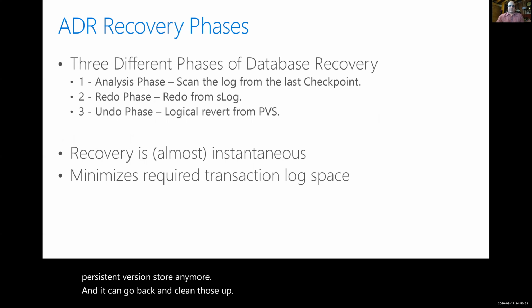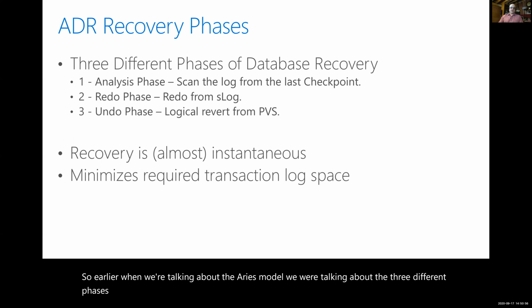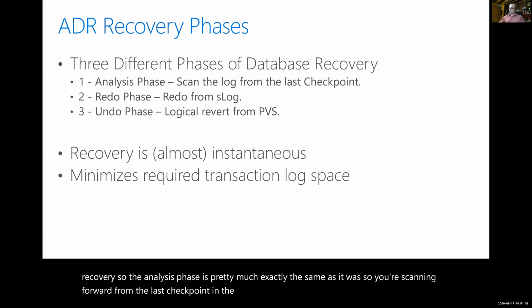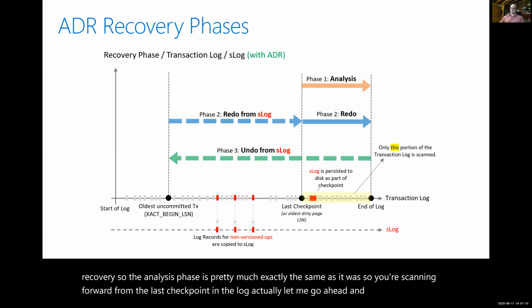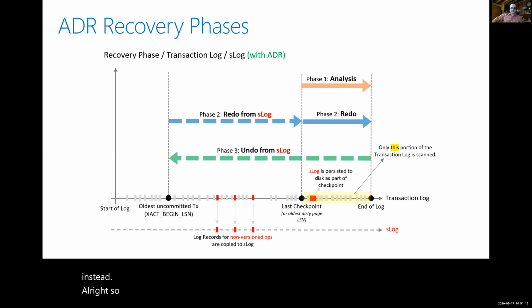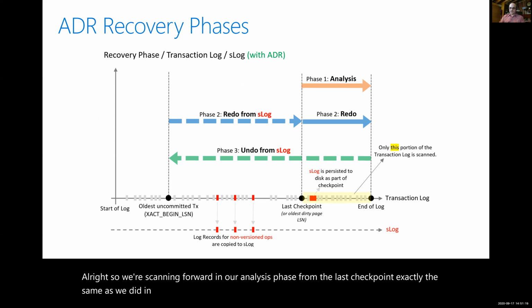So earlier when we were talking about the Aries model, we were talking about the 3 different phases of recovery. They're a little bit different when we get into accelerated database recovery. So the analysis phase is pretty much exactly the same as it was. You're scanning forward from the last checkpoint in the log. Actually, let me go ahead and move to this slide instead. All right. So we're scanning forward in our analysis phase from the last checkpoint, exactly the same as we did in the Aries model. Again, this is usually pretty quick, so we're not too concerned with optimizing this one.